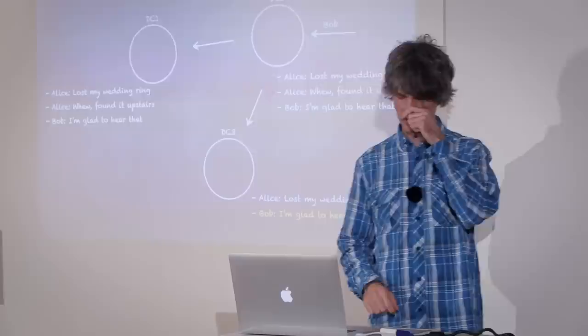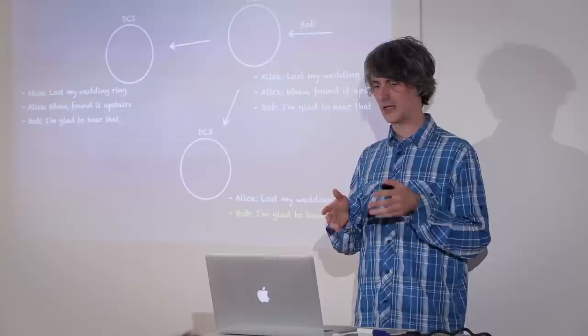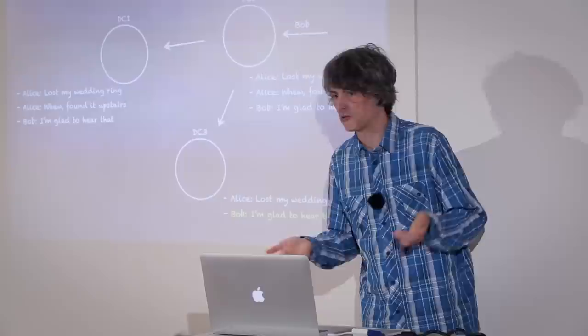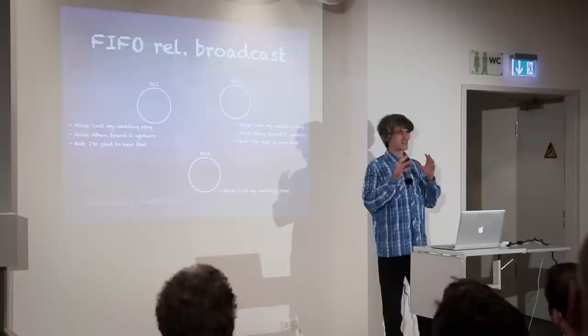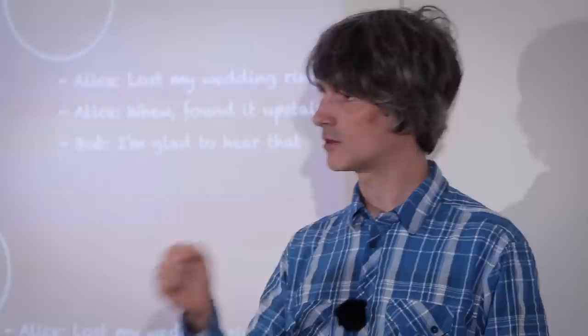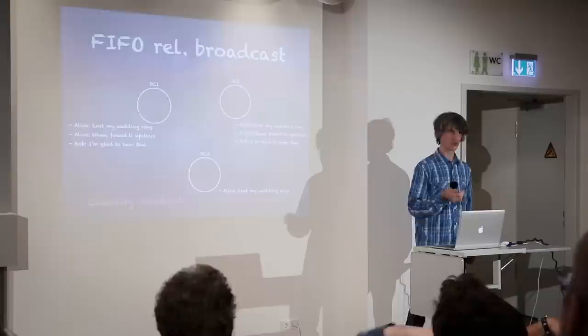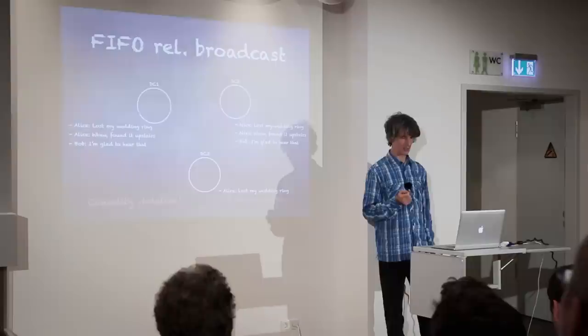And a person entering the chat room in data center three might think that Bob is not very polite, but that's not the actual problem here. The actual problem is that we have a causality violation. Causal consistency means that you must never observe an effect before its actual cause. But in this case, we have actually done that. The effect that we observe is Bob's message, and Bob's message was caused by the second message of Alice, that she found the wedding ring again. So we have a causality violation here.